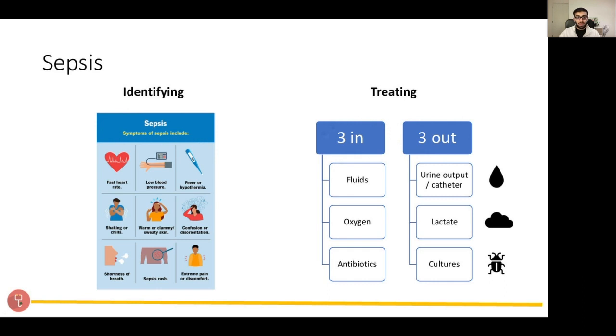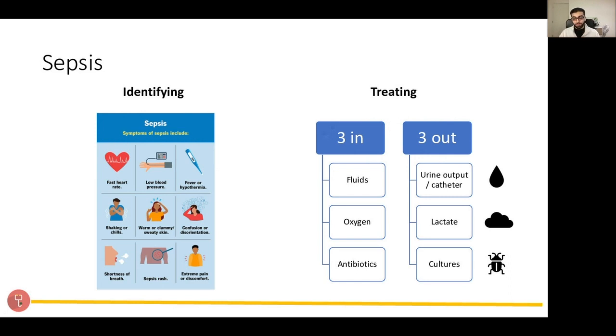So, sepsis. This is a common post-operative complication, or at least one that you should definitely be thinking of for any patient who's had surgery or anything invasive. Some of the signs you should be thinking of are signs of shock or signs of general infection: tachycardia, hypotension, fever, shaking and chills, warm or clamminess, confusion or disorientation, shortness of breath, any rash or pain or discomfort. If a patient just seems generally quite off, this could also be a sign of sepsis, which is very non-specific.